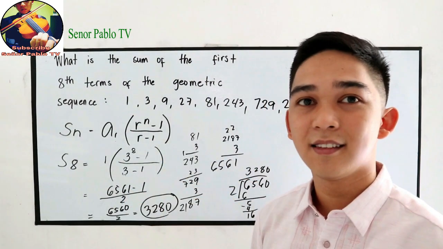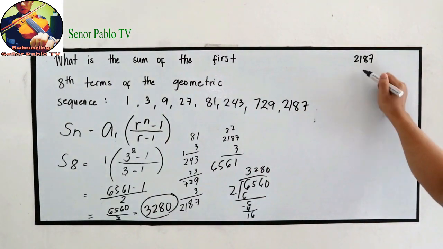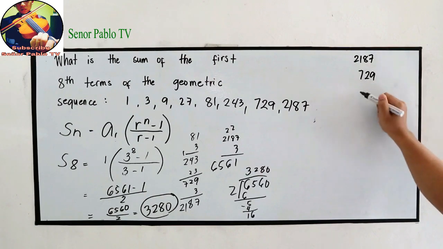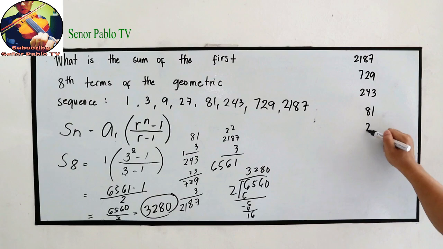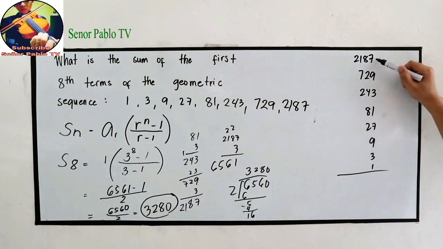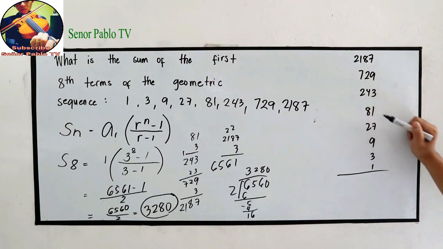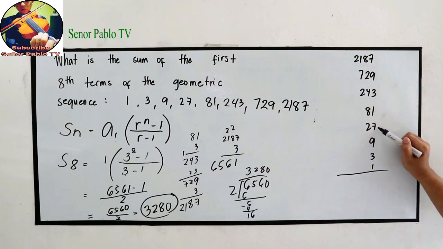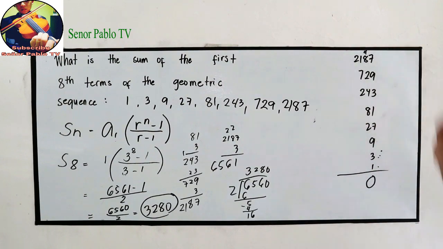So, we need to add. So, i-add natin 2187, 729, 243, 81, 27, 9, 3, and 1. So, 7 plus 9, 16 plus 9, plus 3, 19 plus 1, 20, 27, 36, 37, 39, 40. So, carry 4.